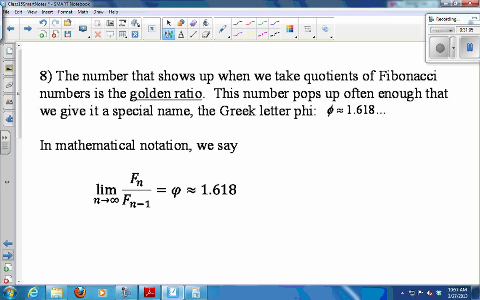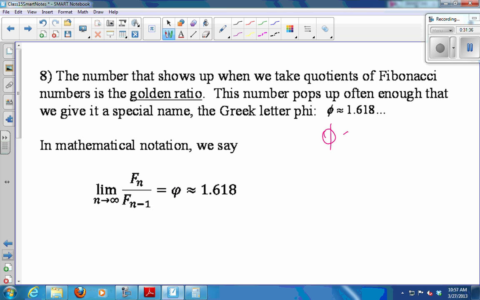That number is called the golden ratio. It's called a ratio because we're taking ratios of Fibonacci numbers. And it pops up often enough that it has a special name, the Greek letter phi. Just like pi is important enough that we have a symbol for it, phi is important enough that we have a symbol for it. It's like a circle with a vertical line through it.